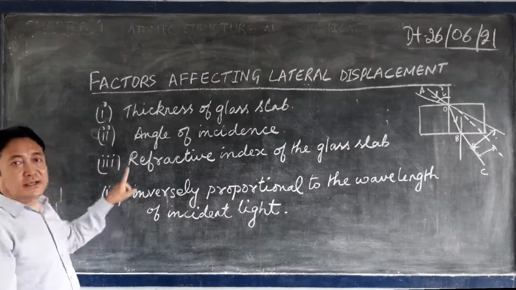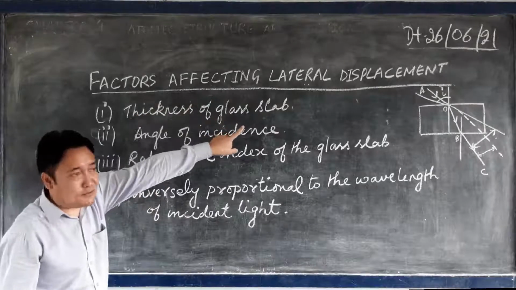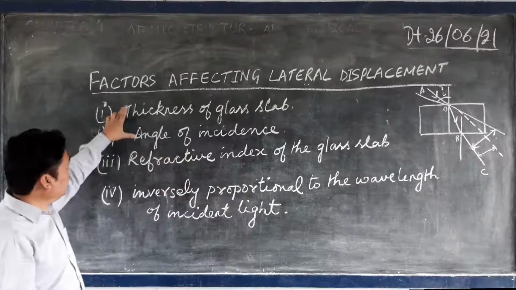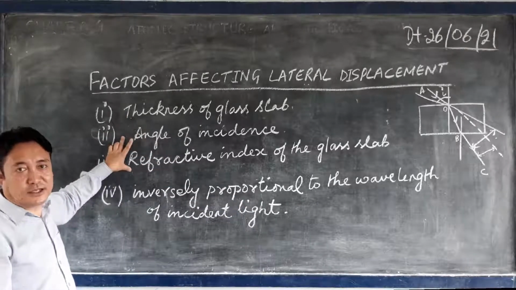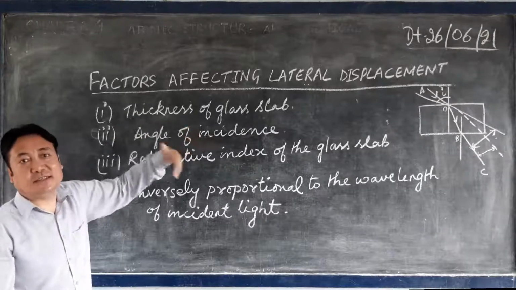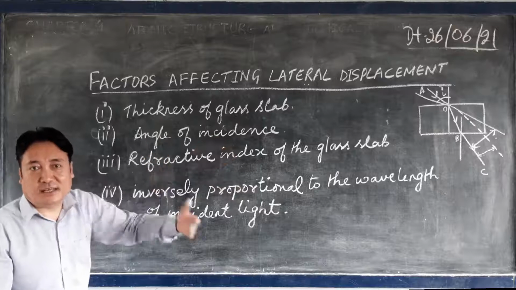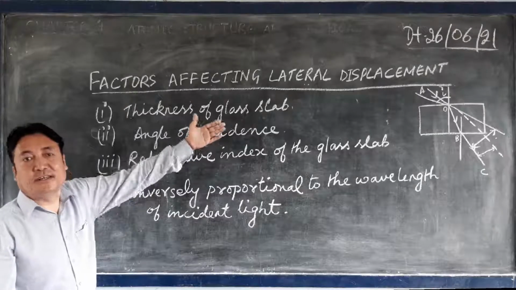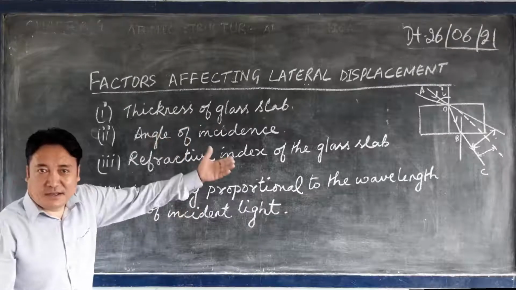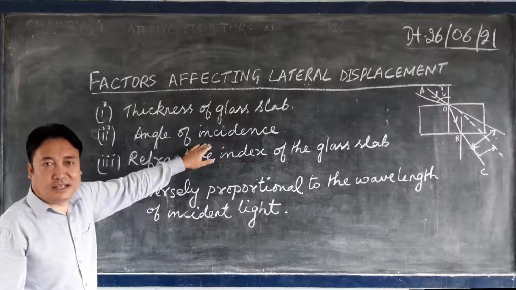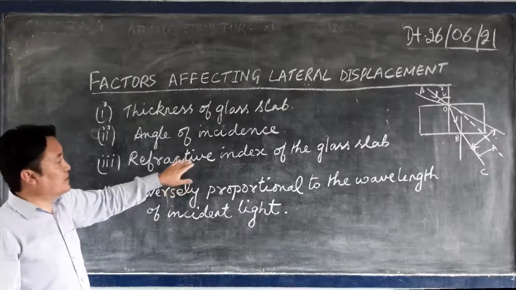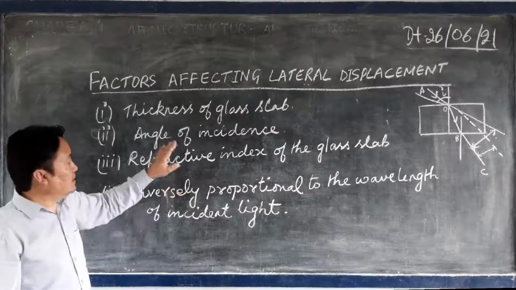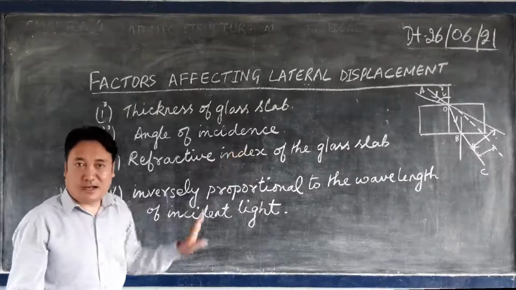And the fourth one is inversely proportional. In the three cases here, lateral displacement is directly proportional. If the thickness of the glass slab increases, lateral displacement increases; if it decreases, lateral displacement decreases. Likewise, if the angle of incidence increases, lateral displacement increases; if it decreases, lateral displacement decreases. Here also, if the refractive index is more, lateral displacement will be more; if the refractive index is less, lateral displacement is less.